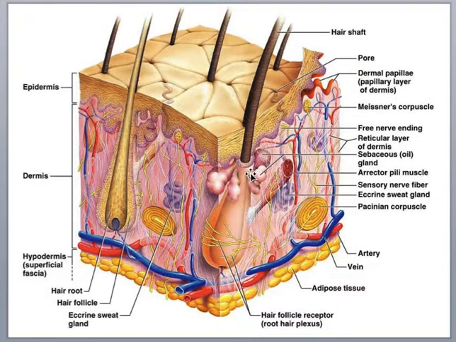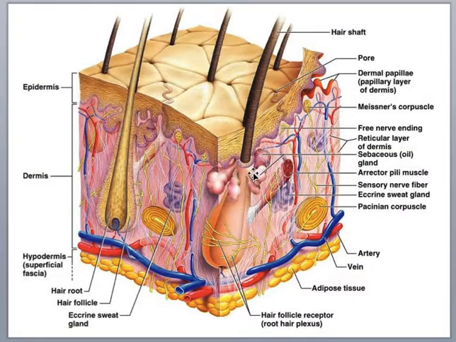Sebaceous glands are always associated with a hair follicle, so those oil secretions get dumped into the hair follicle, move their way up, and exit through the same pore that your hair shaft exits through. So it lubricates your hair. We all know that because if you don't wash your hair for a long time, your hair becomes a little oily, but it also moistens and lubricates the skin.